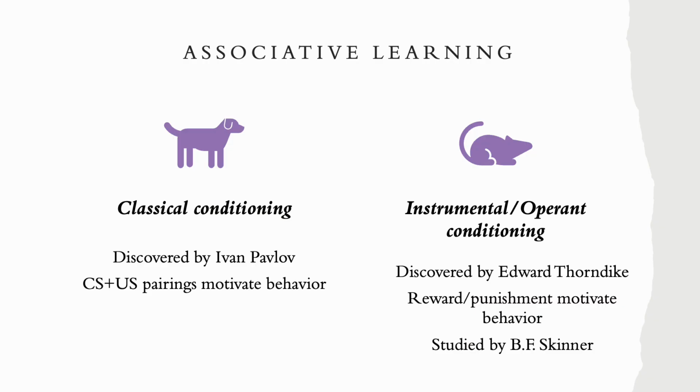There are two key types of associative learning. You've probably heard of them in your other psychology classes. This includes classical conditioning and operant conditioning, which is also known as instrumental conditioning. Classical conditioning was discovered by Dr. Ivan Pavlov. He looked at how conditioned stimuli and unconditioned stimuli paired together could motivate behavior, which we're going to talk about more on the next slide. Also, operant conditioning was discovered by Edward Thorndike, and reward and punishment that motivate behavior was studied thoroughly by B.F. Skinner.